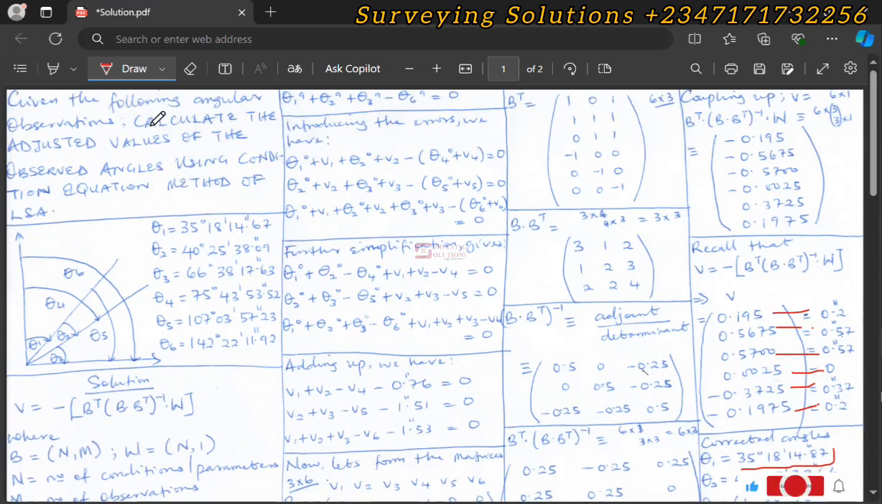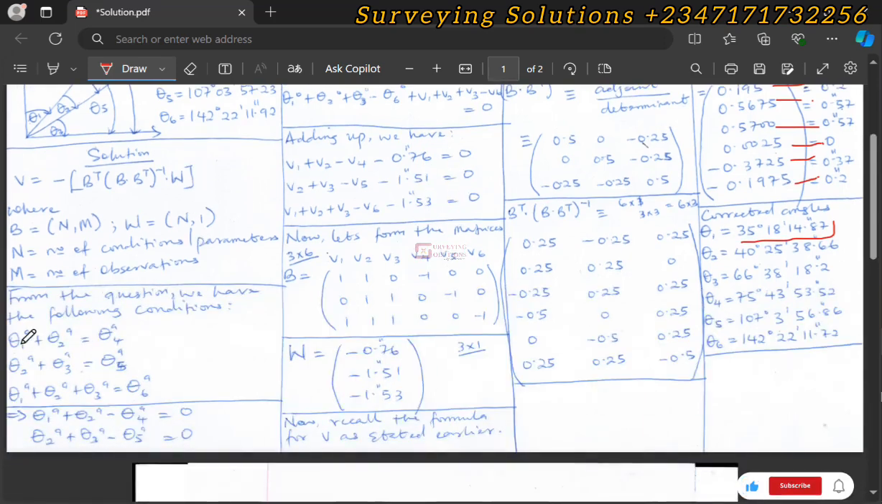If you have gotten to this point, you have calculated the adjusted values of your observed angles. However, you need to apply a check, because we have some conditions here: the adjusted value of 1 and the adjusted value of 2 must give you the adjusted value of 4 with maybe very minimal discrepancies. Similarly, that of 2 and 3 must give you 5, and then that of 1, 2, and 3 must give you 6. So these are the adjusted values or the corrected angles.